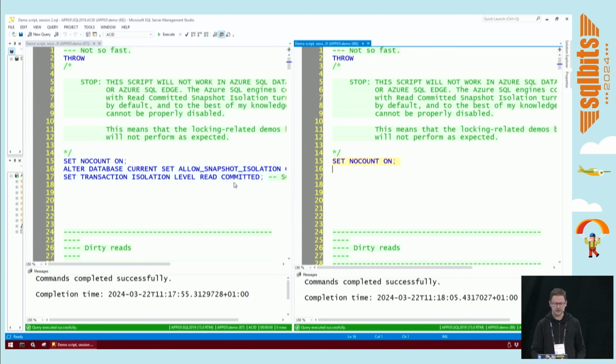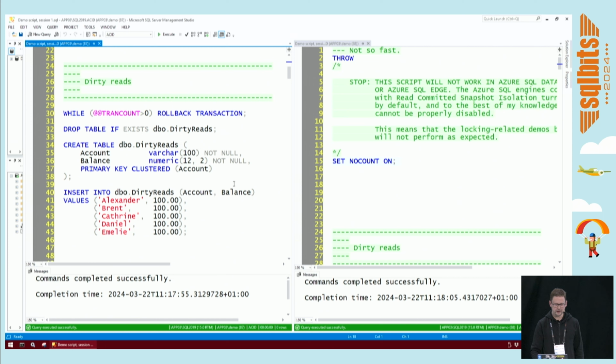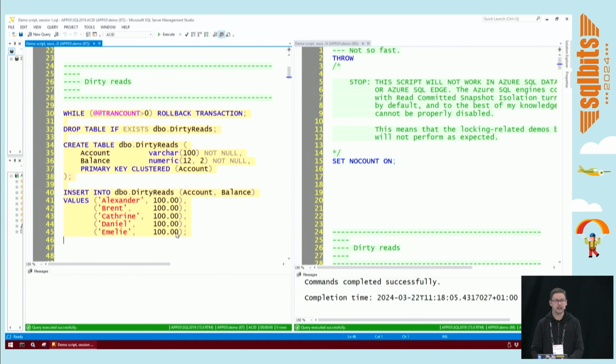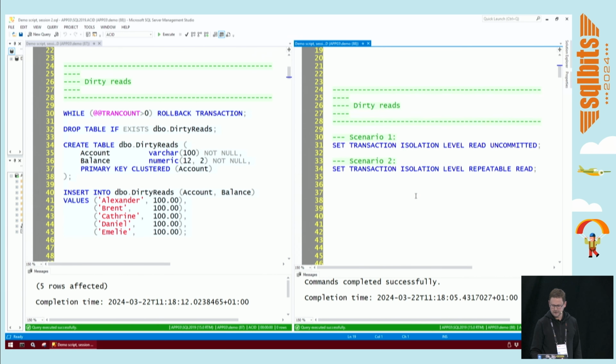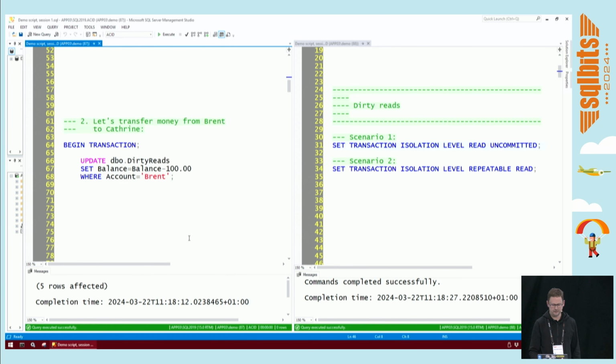I have two sessions, one on the left, one on the right. Those are the same database, same server. I'm going to create a table, call it account table, bank statement or whatever, bank balances. On the right-hand side, I'm going to go to read uncommitted using the set transaction isolation level command. This could as well be a no lock hint, but just for clarity.